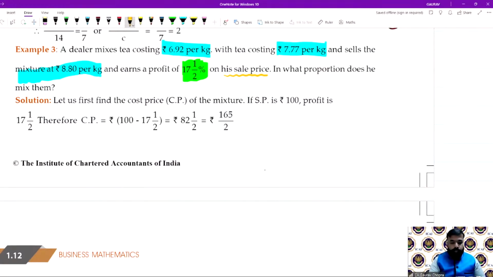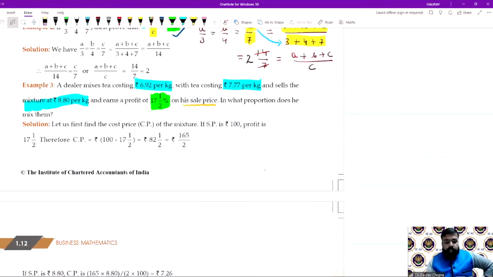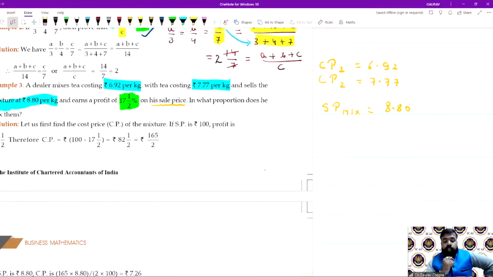So let us do this. We can clearly do one thing. We have the costs. Cost price of the first one is 6.92. Cost price of the second one is 7.77. And selling price of the mixture is 8.80. Now, we know that the profit percentage is 17.5%. So can we calculate the cost price of the mixture?